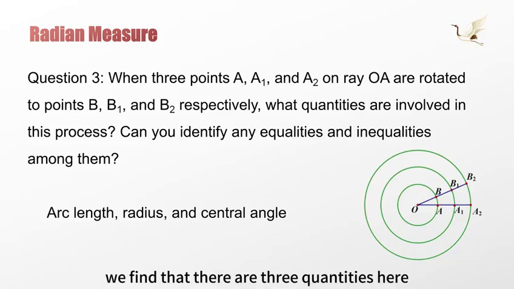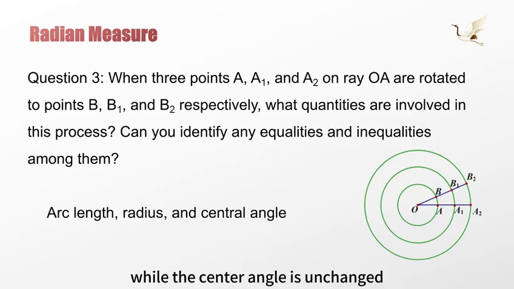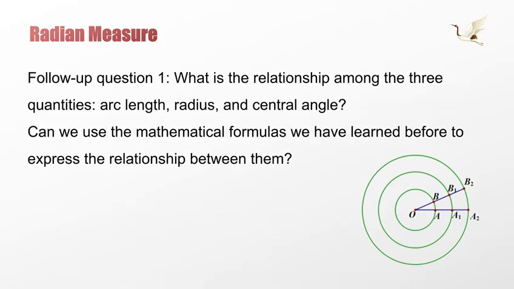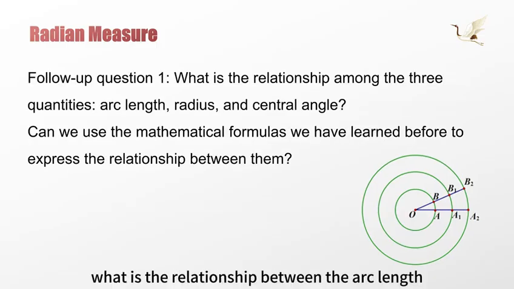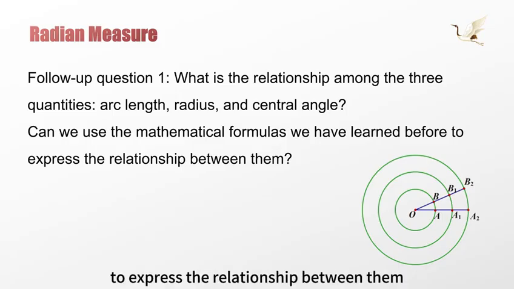Through analysis, we find that there are 3 quantities here: arc length, radius, and center angle. The arc length and radius are changing with this motion, while the center angle is unchanged. This is bound to lead to a question: what is the relationship between the arc length, radius, and center angle? Can we use the mathematical formula we have learned before to express the relationship between them?